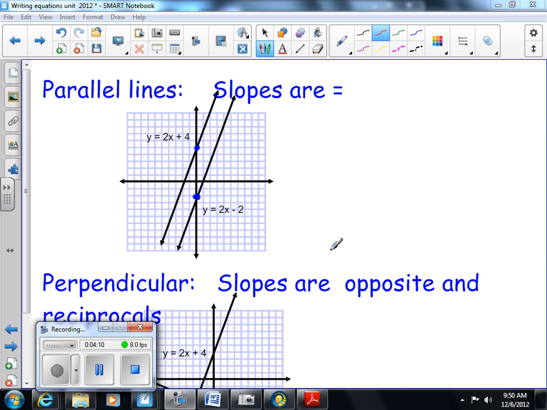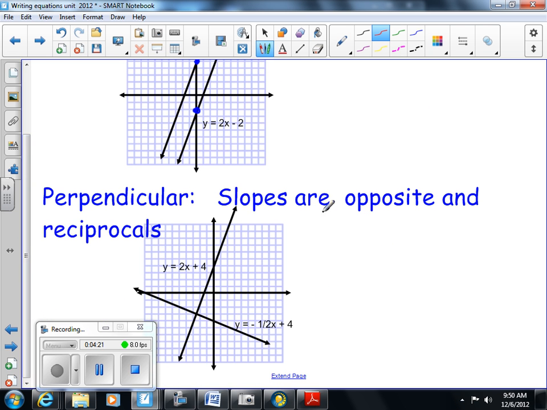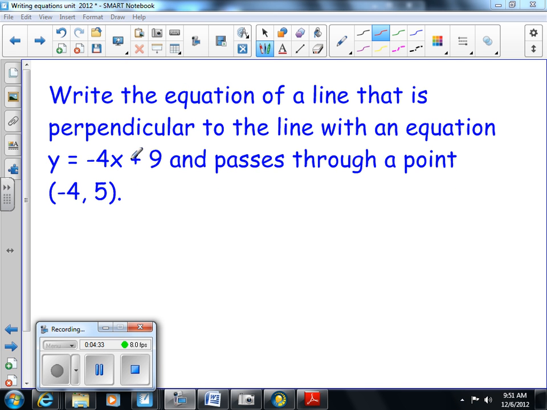So from that example, we've learned that parallel lines have slopes that are equal. They're the same. Perpendicular lines, slopes are opposite and reciprocals. So if we looked at the slopes here, you have a 2, and then you have a negative 1/2. Okay, let's do an example.